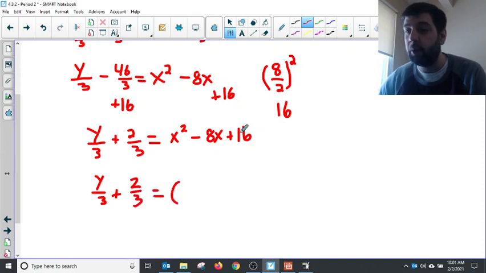So I've got the quantity. Remember, it's always going to be the value you had up here before you squared. And it's going to follow this sign. So it's going to be x minus 4, that quantity squared.